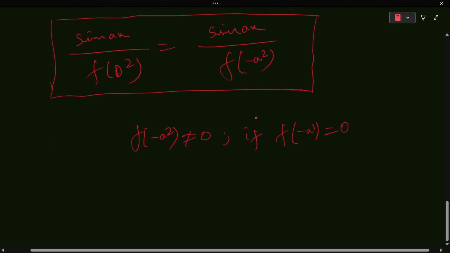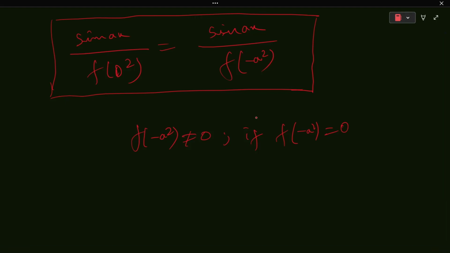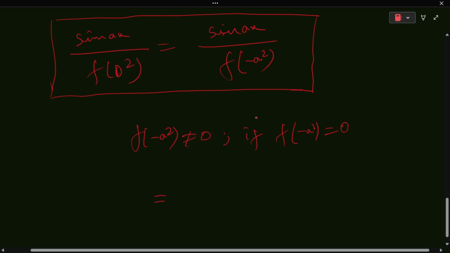We need to differentiate the denominator. What will happen for this part? First, if f of minus a squared equals 0, then something divided by 0 is infinite. That is why we cannot find the solution for this problem directly. So what will happen next if f of minus a squared equals 0? I think this is quite familiar to you all from the exponential case.